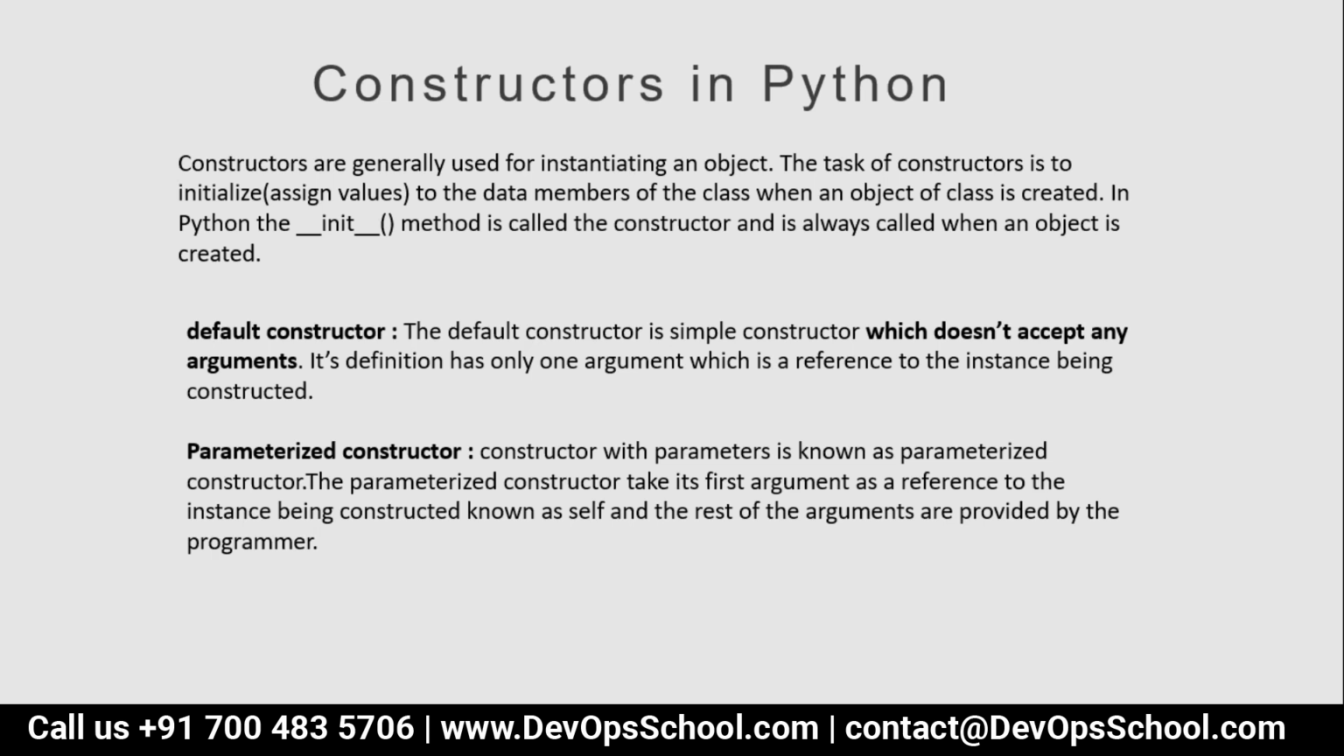Here you have a default constructor and a parameterized constructor as well. A default constructor is a simple constructor which does not accept any arguments. Something like init is a default constructor. Its definition has only one argument, which is a reference to the instance being constructed. You can also create a parameterized constructor, a constructor which takes parameters. A parameterized constructor takes its first argument as a reference to the instance being constructed, known as self, and the rest of the arguments are provided by the programmer.